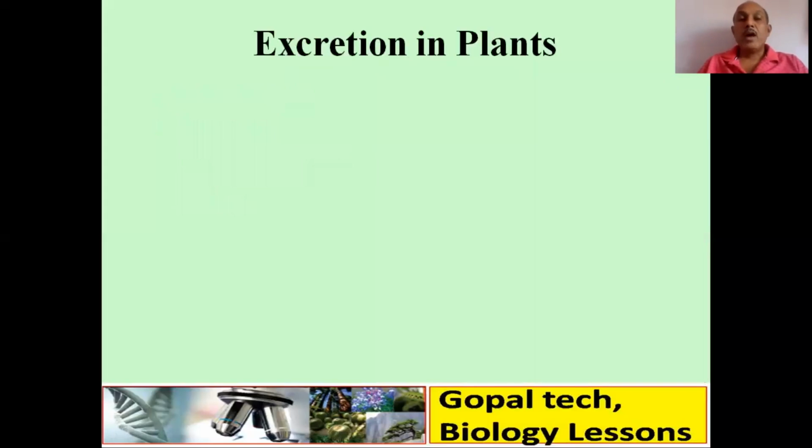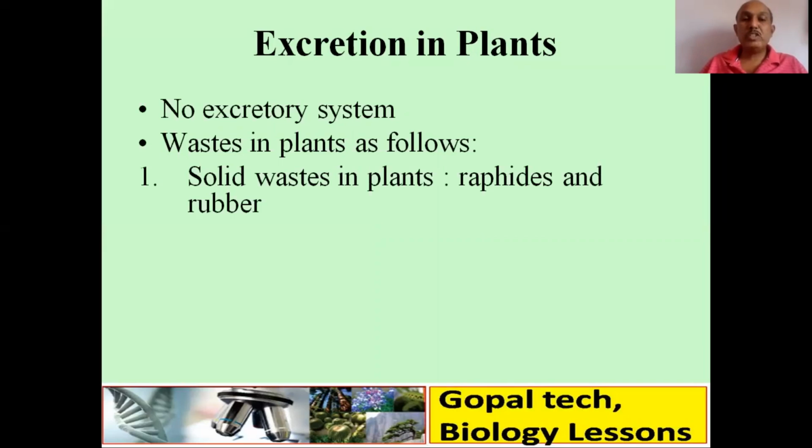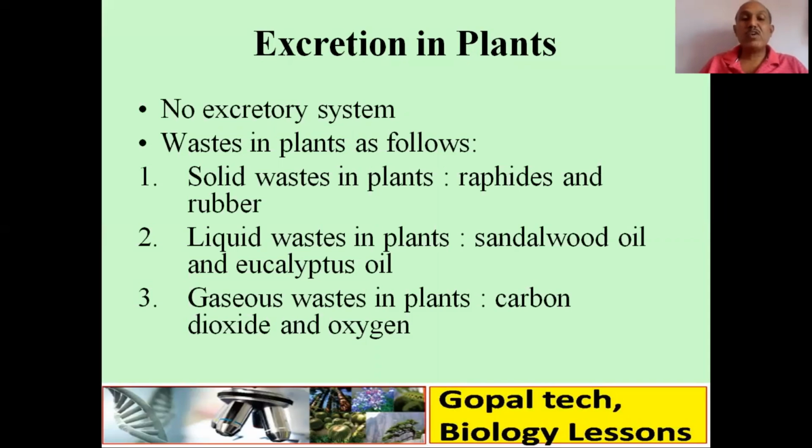Now, how does excretion take place in plants? In plants, there is no excretory system like animals. The waste in plants is different compared to animals. It may be solid waste in the form of raphides or rubber. Liquid waste in plants may be sandalwood oil or eucalyptus oil. Most of the oils are waste of the plants. There may be gaseous waste in plants in the form of carbon dioxide and oxygen. See, oxygen is also waste, oil is also waste, rubber is also waste. So we are using this plant waste as useful products for human beings.